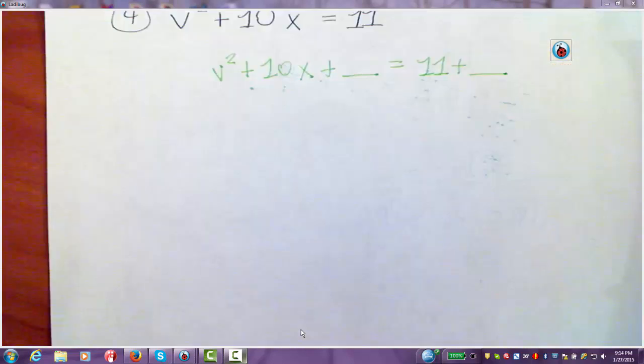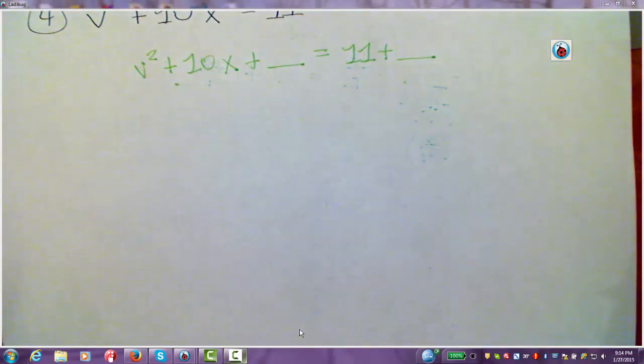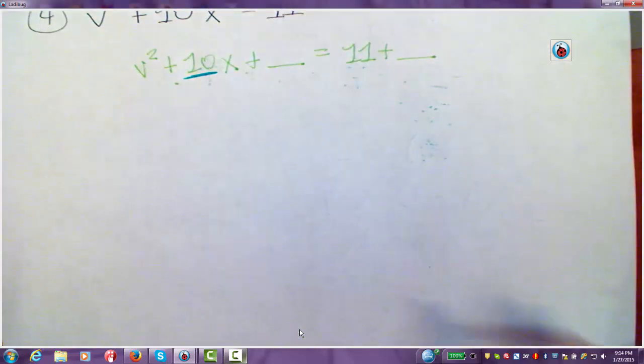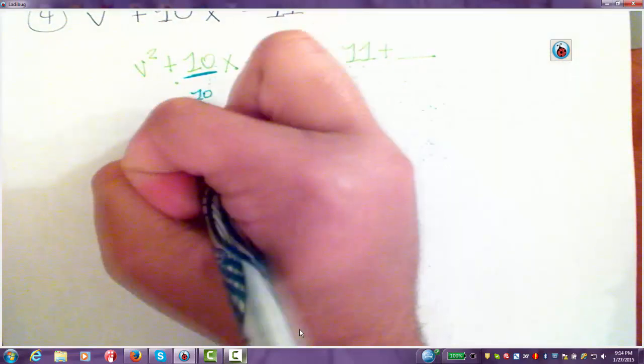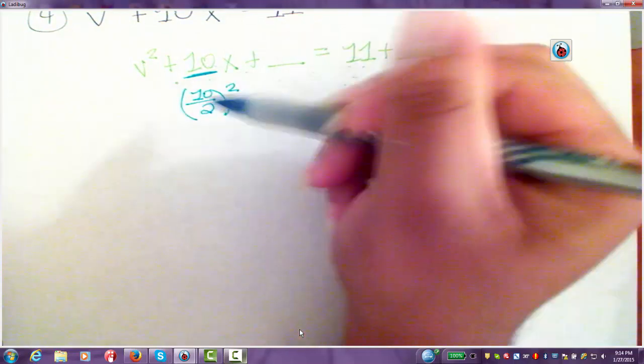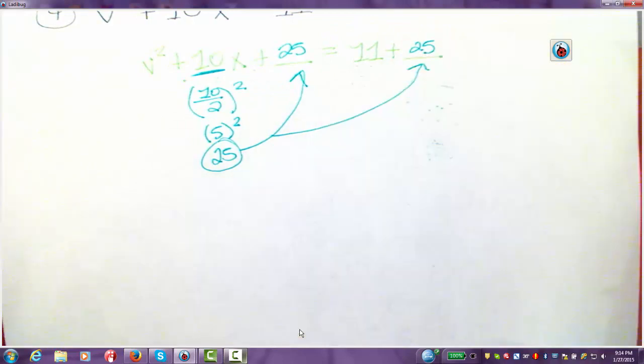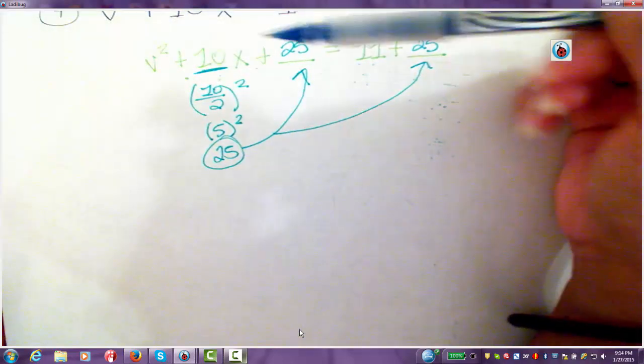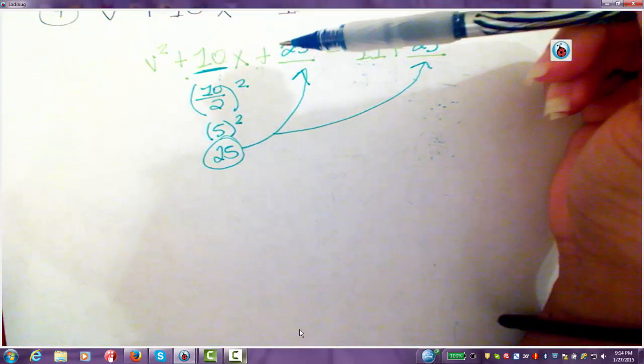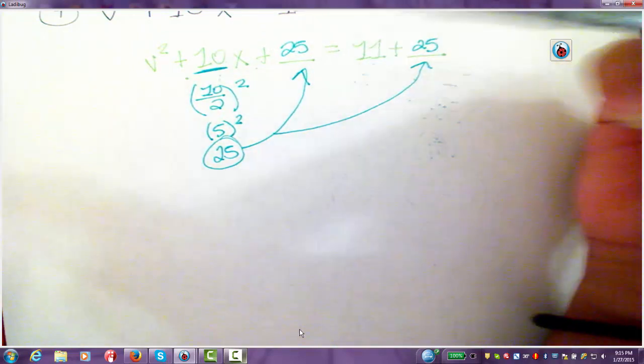So the way we figure out what goes in the blank, we take half of our b term and square it. 10 is our b in this case. So half of 10 and square it. So 10 divided by 2 is 5. 5 squared is 25. So 25 goes in the blanks. So now we can factor. Our left-hand side is a perfect square trinomial, which is the whole point of completing the square.